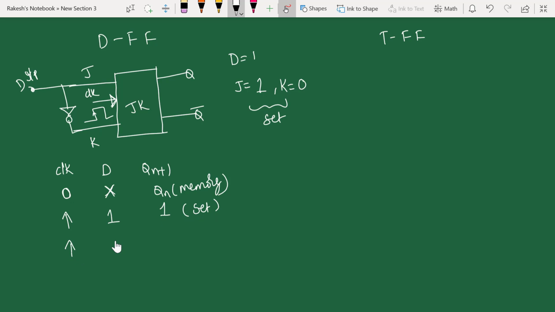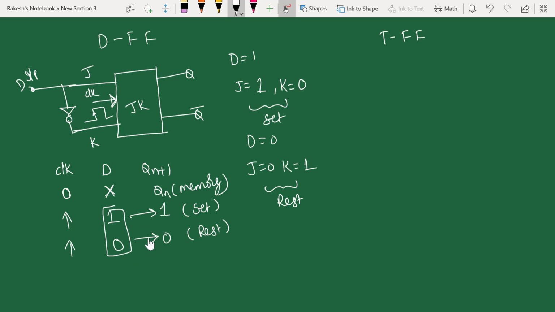And the clock is enabled when D is 0. When D is 0, you are going to get J is 0, K is 1. In this case, you are going to reset your output. That means you are going to get 0 here. If you observe carefully, whatever the D you are given here, the same D is getting transferred to the output side. That's why it is called a transfer flip-flop, sometimes data flip-flop.